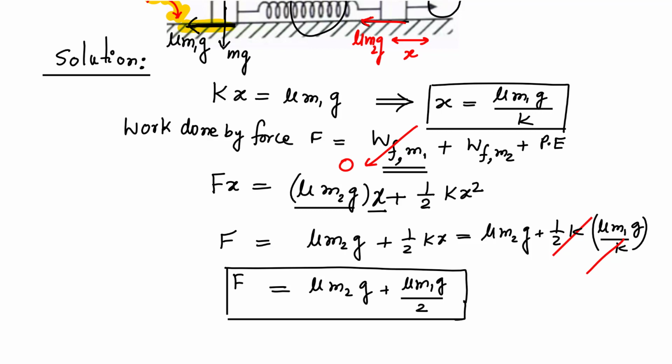Remember, there is no change in kinetic energy. Initial kinetic energy and final kinetic energy are all 0. That's why we can apply this formula, that is work done by the force. This total work has gone to increase either the potential energy, or some of the work has gone into the frictional forces.